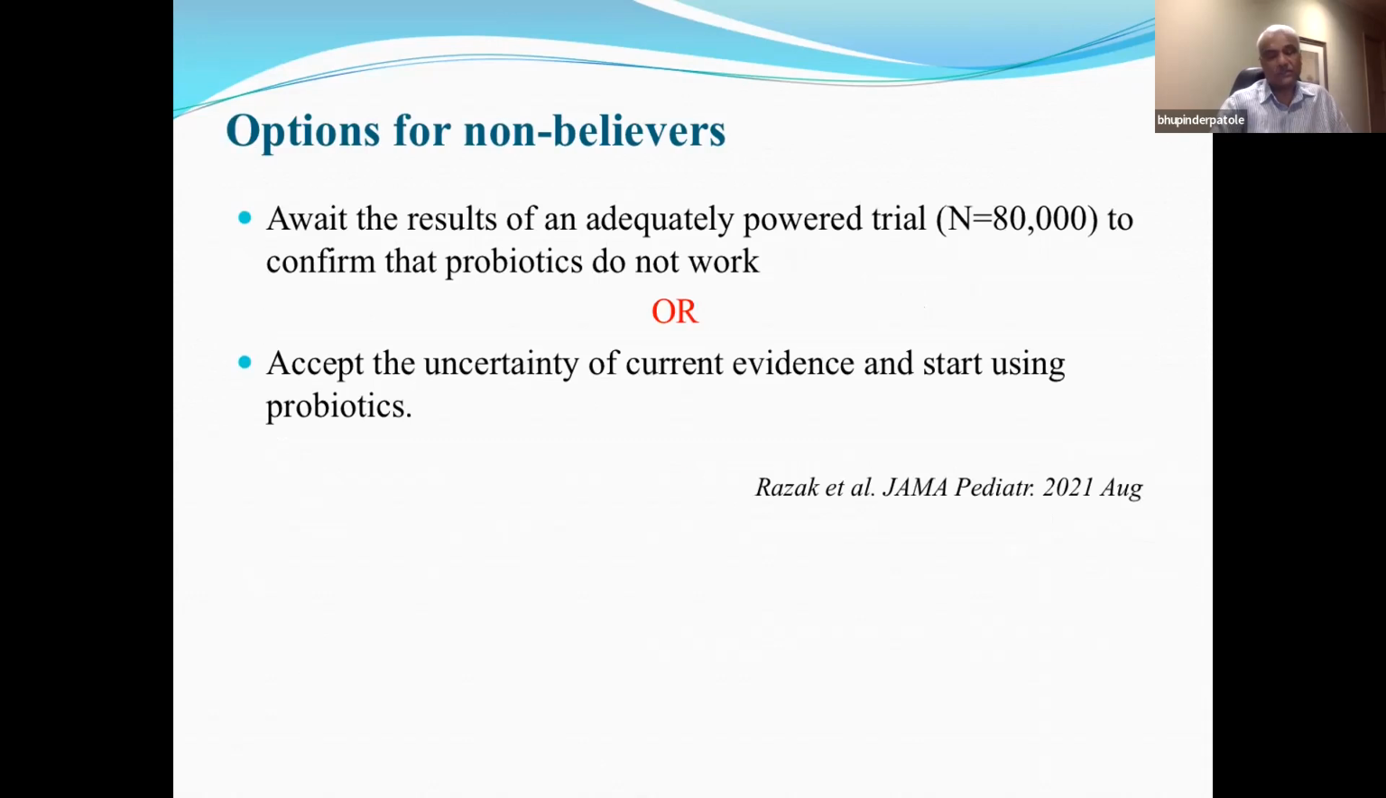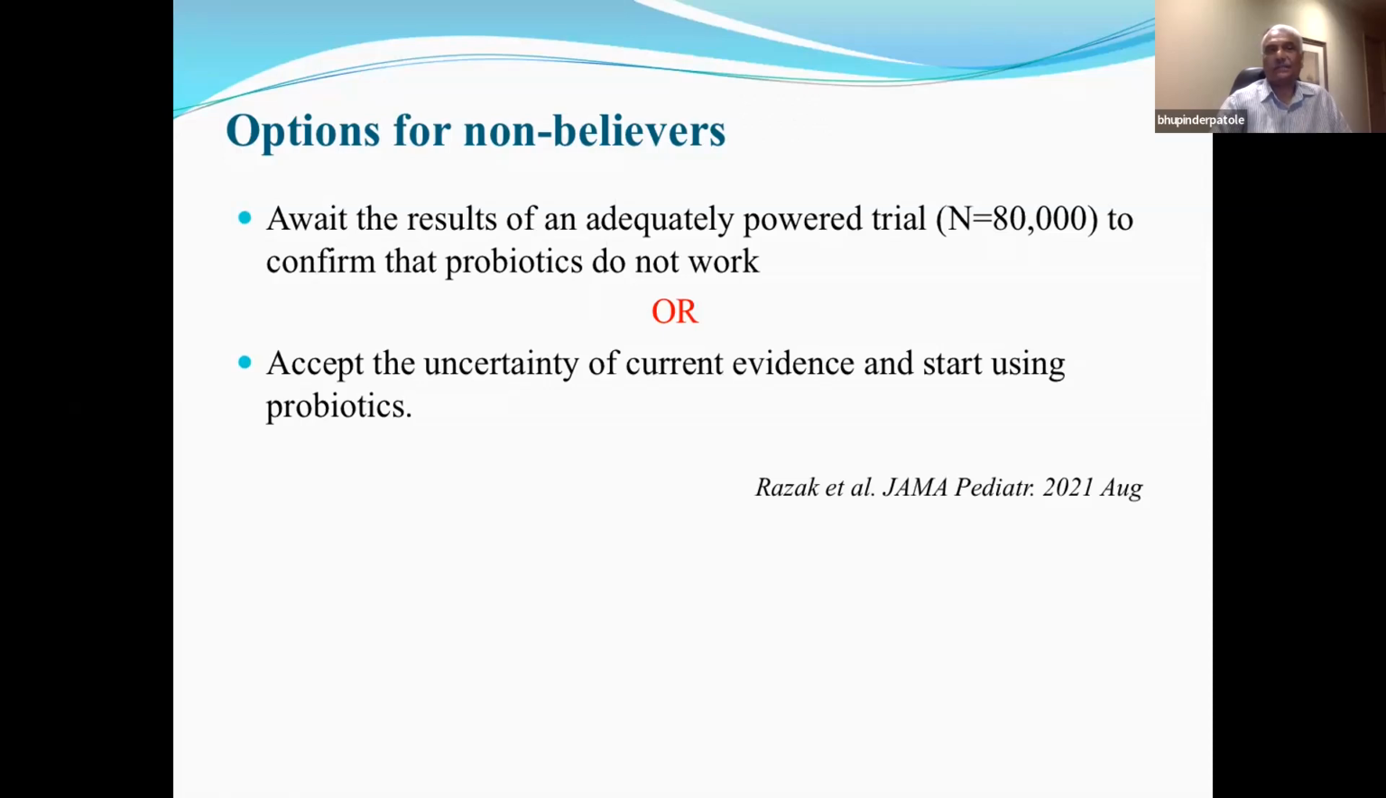This is something good to know from the US itself. There was so much of, I would not say criticism as such, but too much anxiety on the part of those from that part of the world. So this is something good to know in JAMA Pediatrics, 2021 August. Basically, if you're a non-believer, in the context of the huge data that is available, what are my options? So these authors have very nicely summarized that you have only two options.